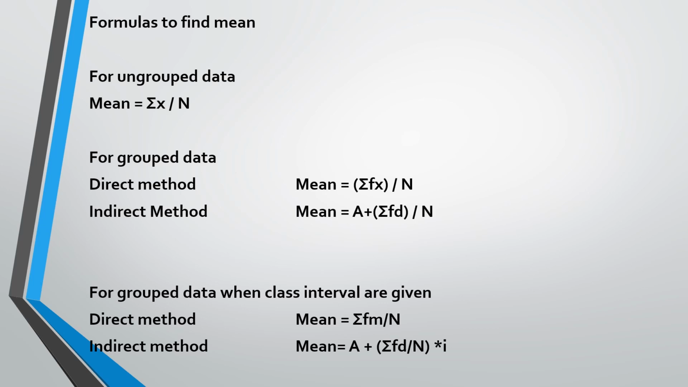For example, if it has been given from 0 to 10, that means the class interval is 10. If it has been given from 0 to 5, that means the class interval is 5. So class interval is i.